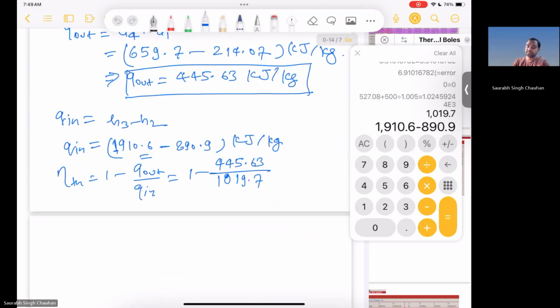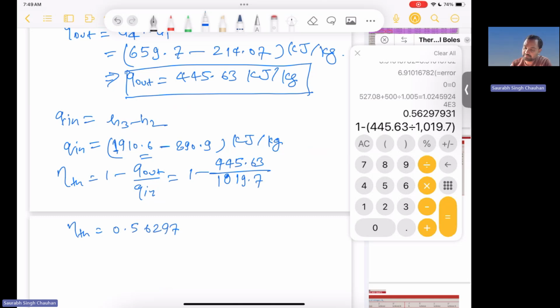Okay. Anyways, so this will be the thermal efficiency. Let us calculate this value. 445.63 divided by 1019.7. So we are getting 56.29. Okay, so it is coming up to be 0.5729798. So thermal efficiency is 56.3%. Okay.